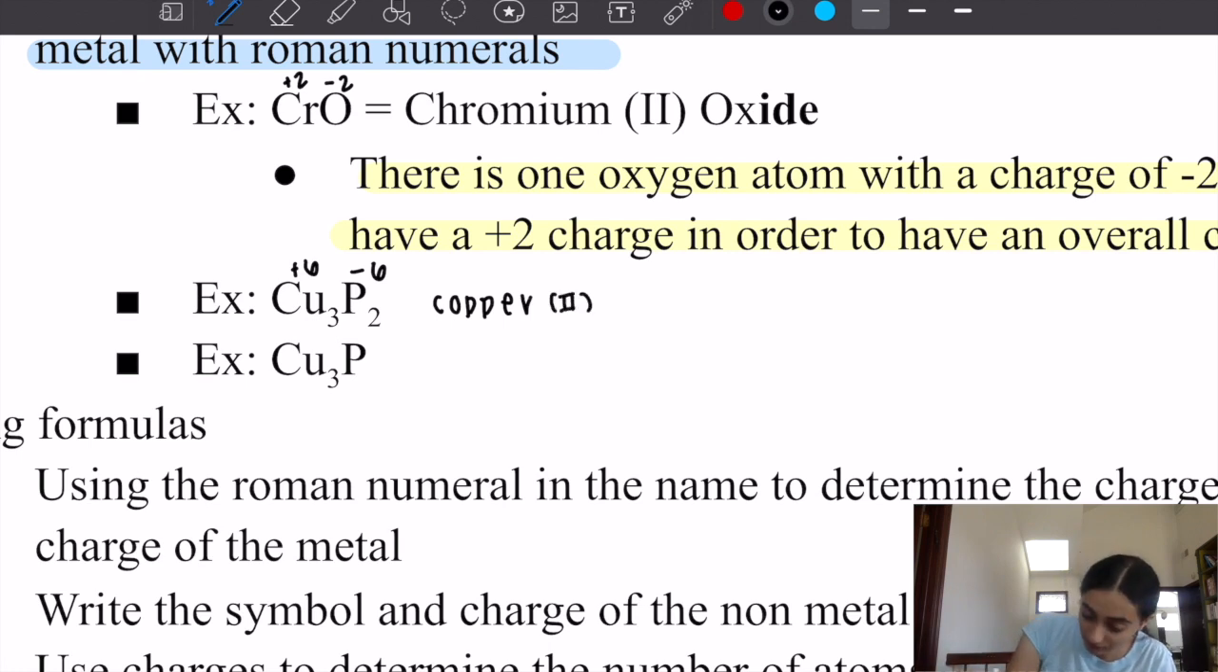So I'm now going to write the formula. So we have copper, that's the metal. In Roman numerals, I'm going to write 2. And then we have phosphide. Don't forget to change the ending to "ide."